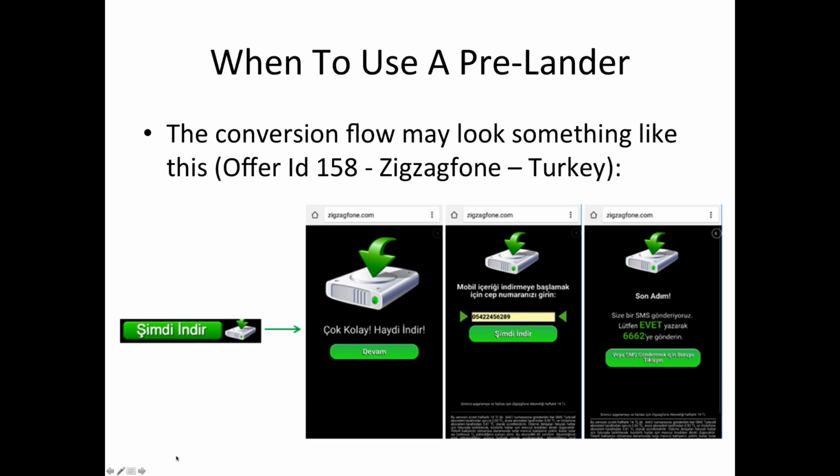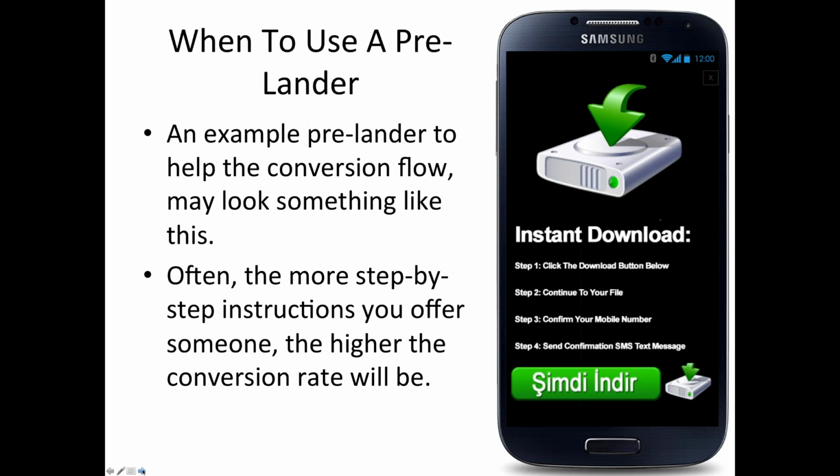Now, if we're going to create a prelander for this, it would look maybe something like this. I did this in English just because I speak English, and it makes it easier for you to visualize this process. So: instant download. Step 1, click the download button below. Step 2, continue to your file, because remember the offer actually has another break page, so we'll tell them to continue. Step 3, confirm your number. If it's not in there, confirm it, and then send the confirmation SMS text.